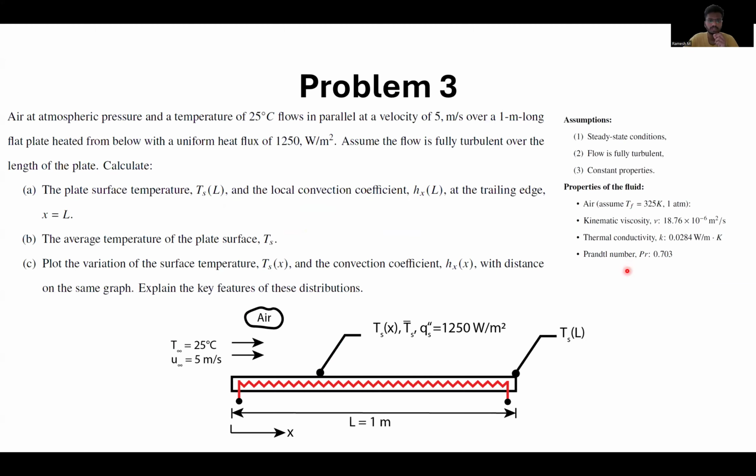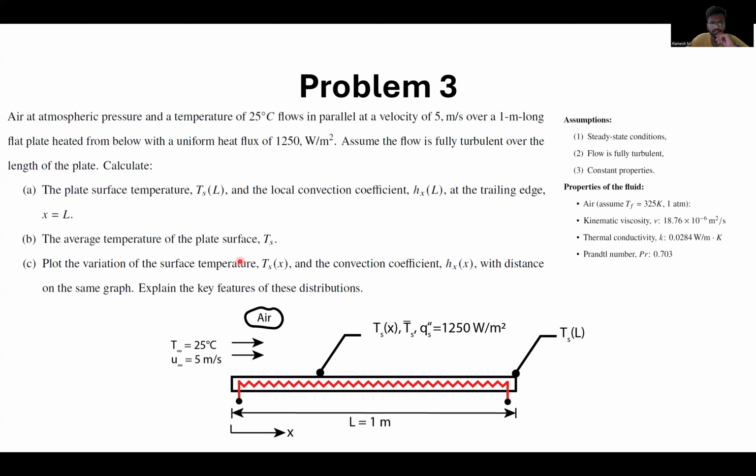So moving on to the next problem. This problem is related to the average surface temperature and the local convection coefficient. There is a plate with uniform heat flux given over it through this wire, and the ambient is air, and there is a flow with a velocity of 5 meters per second, and the length of the plate is 1 meter.